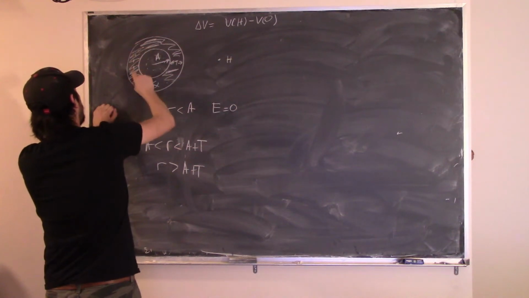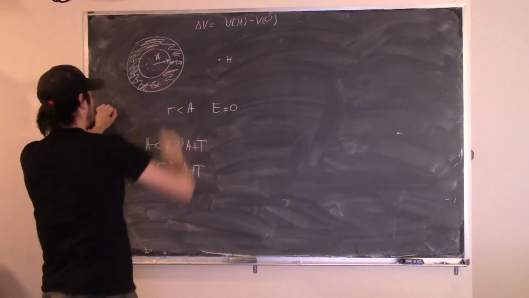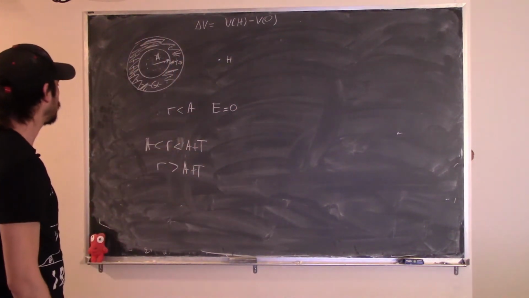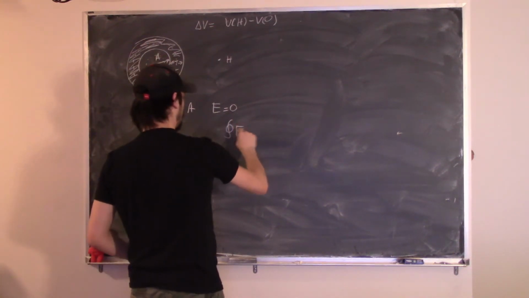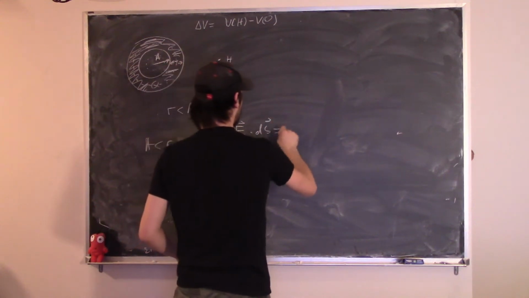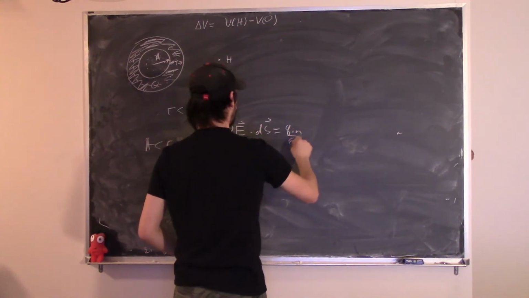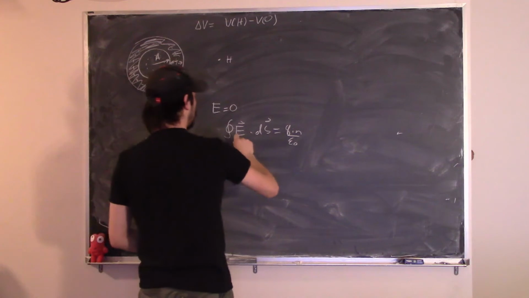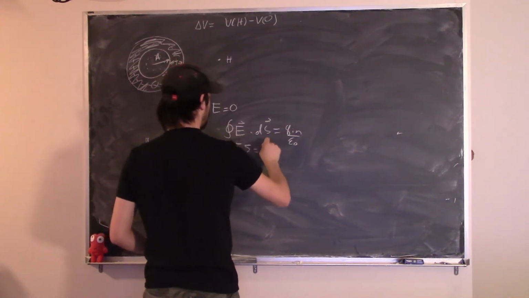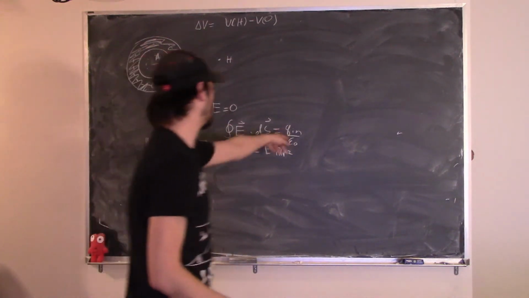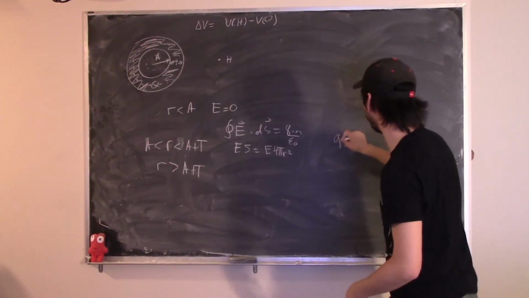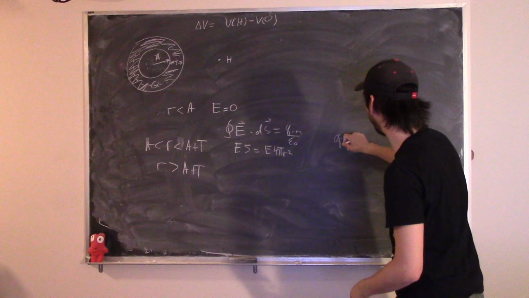So the second one that we need to look at is the one that goes in this region, between a and a plus t. And in order to do this one, we'll have to evaluate Gauss's law. So the integral of E dot dA is equal to Q enclosed divided by epsilon naught. This is going to reduce to E times S, which is E times 4 pi r squared. Now, we'll have to find what Q enclosed is, and this is probably the trickiest part of this problem, just finding what Q enclosed is.